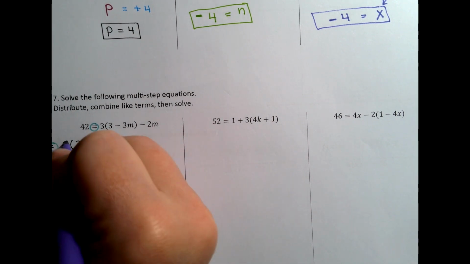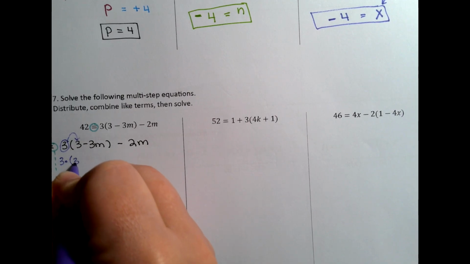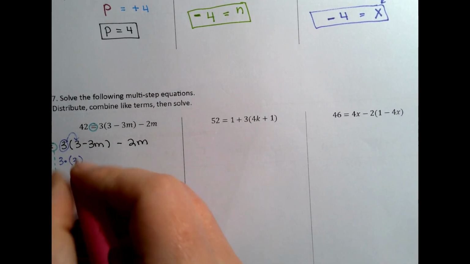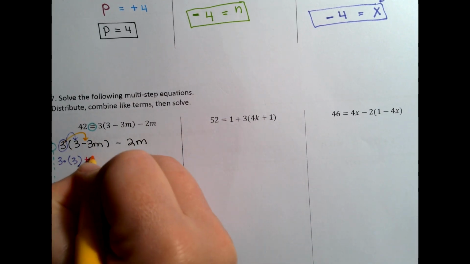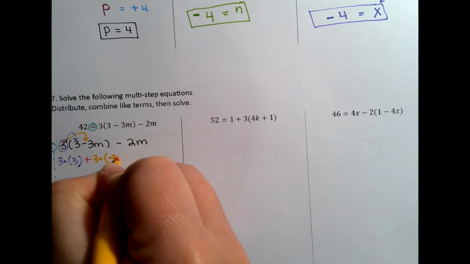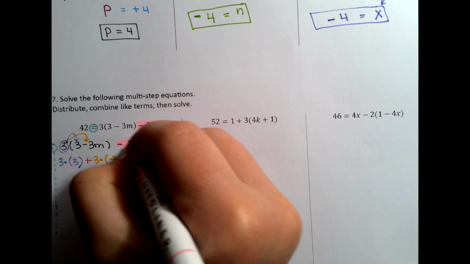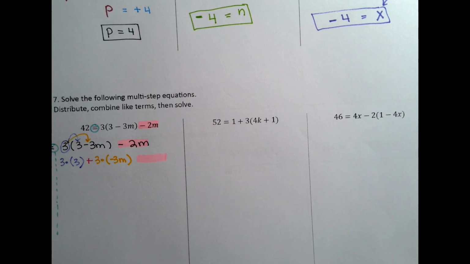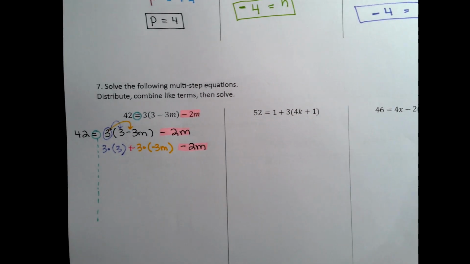Since I am distributing, I'm going to take this 3. I'm going to multiply onto 3. 3 times open, 3, close it. And I also need to take the 3 and multiply it onto this negative 3m. 3 times open, negative 3m, close it. Now I do have this negative 2m on the outside. Then I'm just going to write on the outside. We're bringing it down. We are not multiplying this negative 2m.